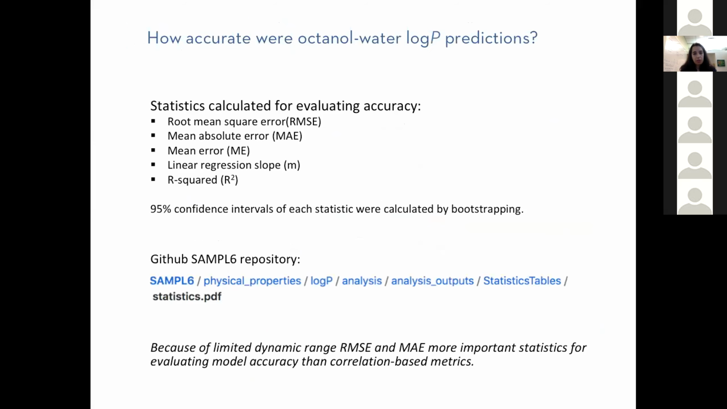How accurate were octanol water logP predictions in the SAMPL6 challenge? We calculated root mean square error, mean absolute error, mean error, and slope and R squared for these calculations, and confidence intervals were determined by bootstrapping. You can find the statistics table in this link here. Because the dynamic range of the experiments was narrow, we think it's more suitable to use error metrics, root mean square error or mean absolute error, instead of correlation-based coefficients for this challenge.